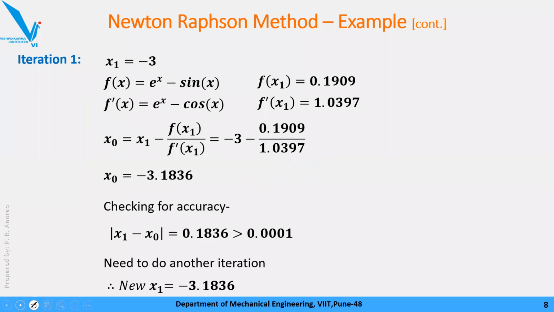Okay, so let's do another iteration. Now for next iteration, how can we start? We need to update this x value. Now this x value will take up the value of x0. So put x0 in place of x1. So update the x1 value with the previous x0 value and repeat the same steps. Okay, same steps. All of you understood this iteration number 1?